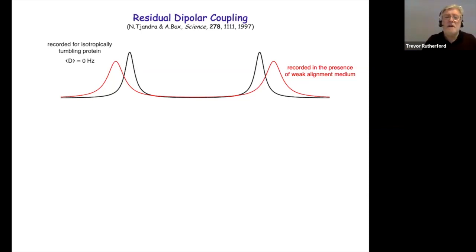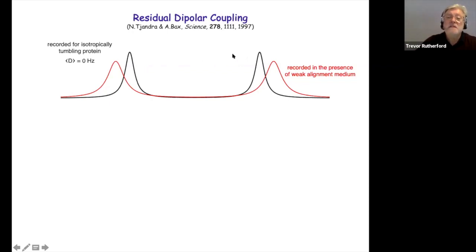We can also apply the residual dipolar couplings. The idea in this case is that we record a proton spectrum for a protein that is tumbling isotropically in solution. So we just dissolve the protein up, record its proton spectrum, and what we see is a separation of this signal. It splits into two according to the coupling constant between that proton and its directly bonded nitrogen. And in this case, we can measure that. That is the value of J, as we said in the earlier slide.